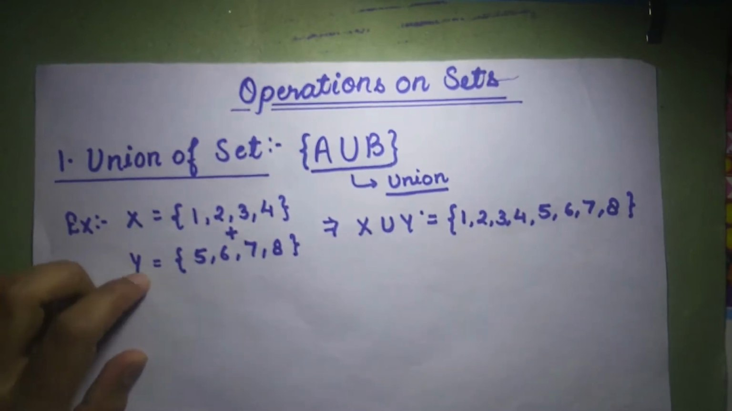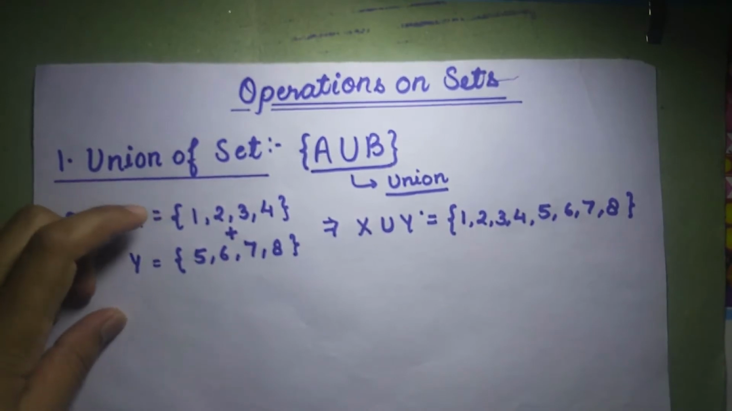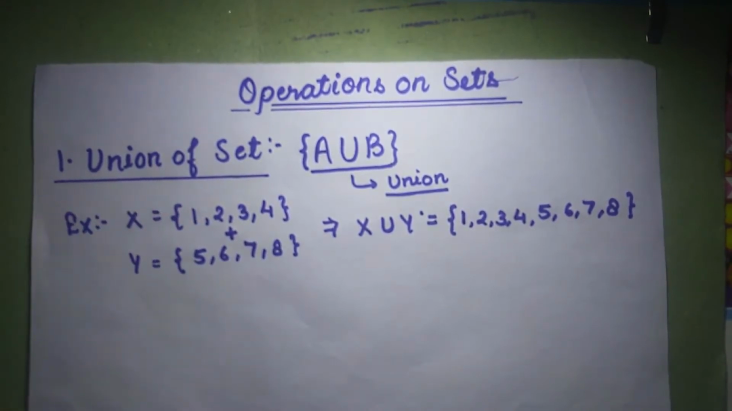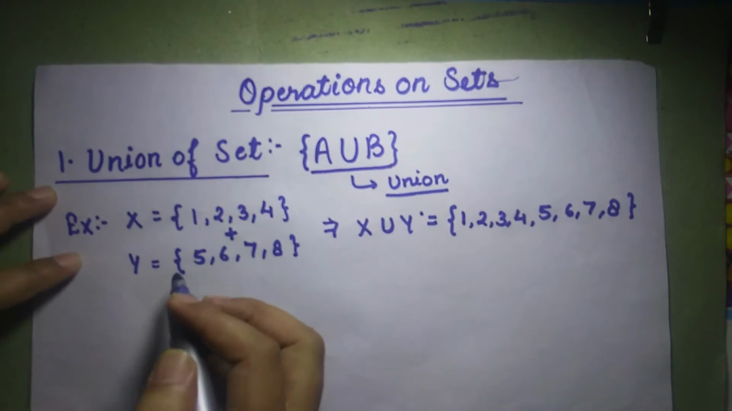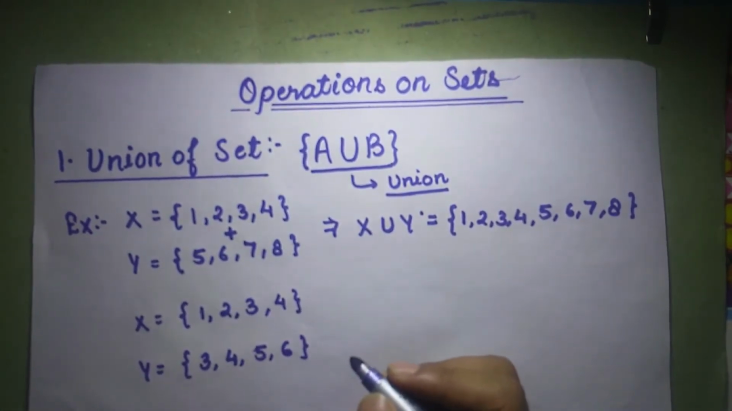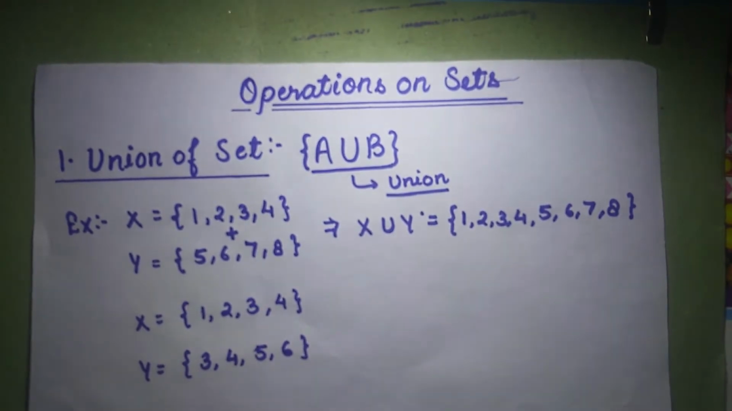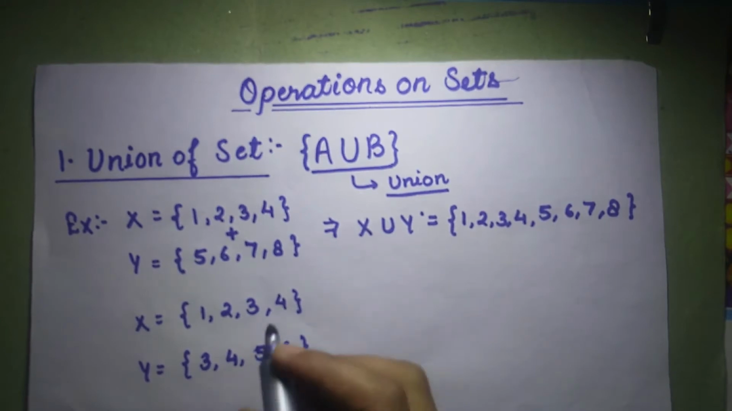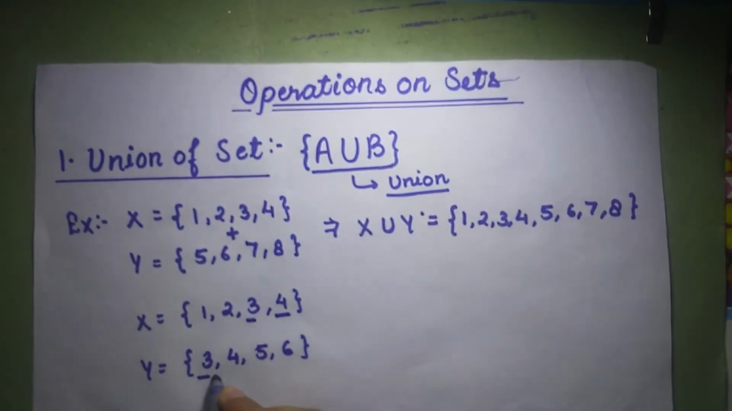So x and y have four distinct elements, meaning no element is common between them, so here it is 8 elements. Now another example. In another example, x and y are two sets, x has four elements 1 2 3 4 and y has four elements 3 4 5 6. But the main thing is x and y have two common elements, 3 and 4.